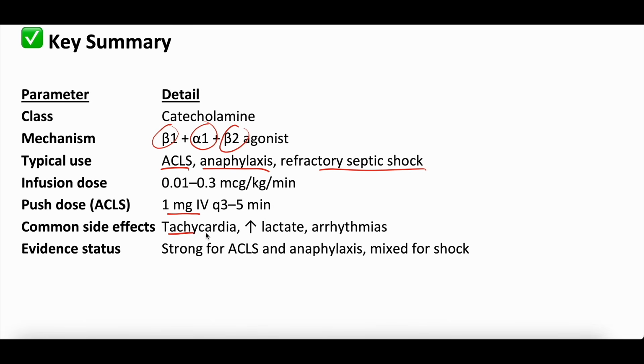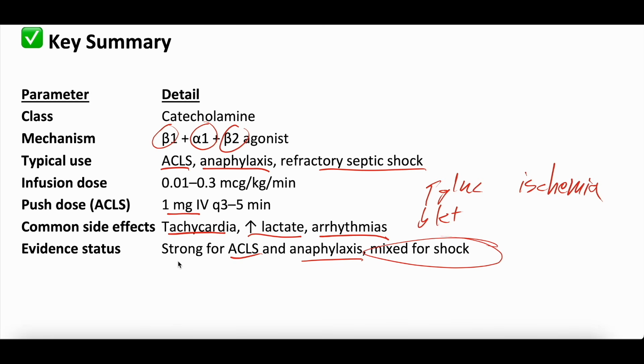Common side effects are tachycardia, right, because it has those beta 1 adrenergic effects, increased lactate, arrhythmias. Other side effects that are not as common are increasing glucose, decreasing potassium, ischemia of the digits or the mesenteric or splanchnic circulation. And then the evidence: there's evidence in ACLS and anaphylaxis, there's mixed evidence in shock, and the evidence in ACLS, as we talked about, you do it, but the evidence is not that strong.